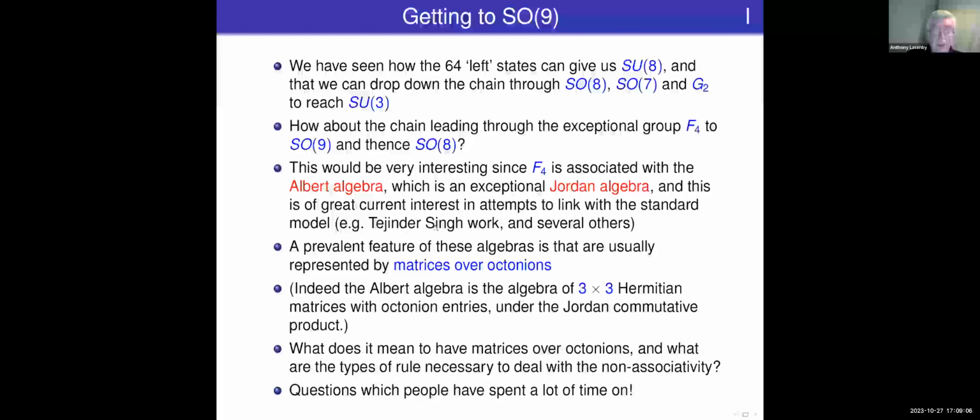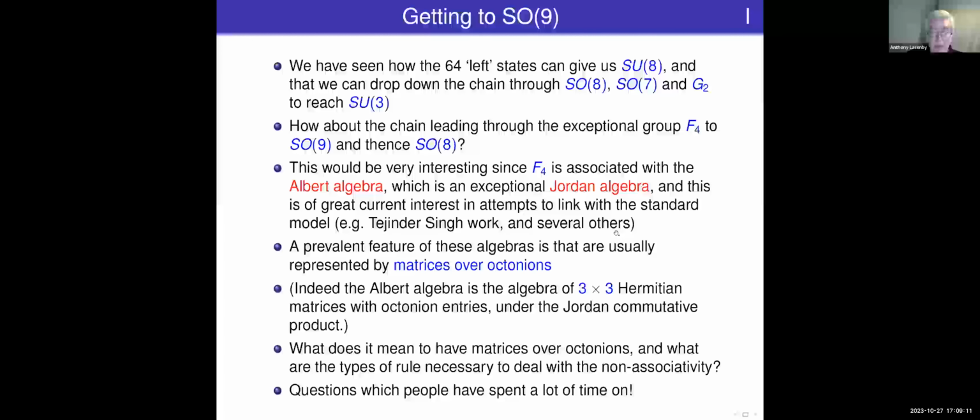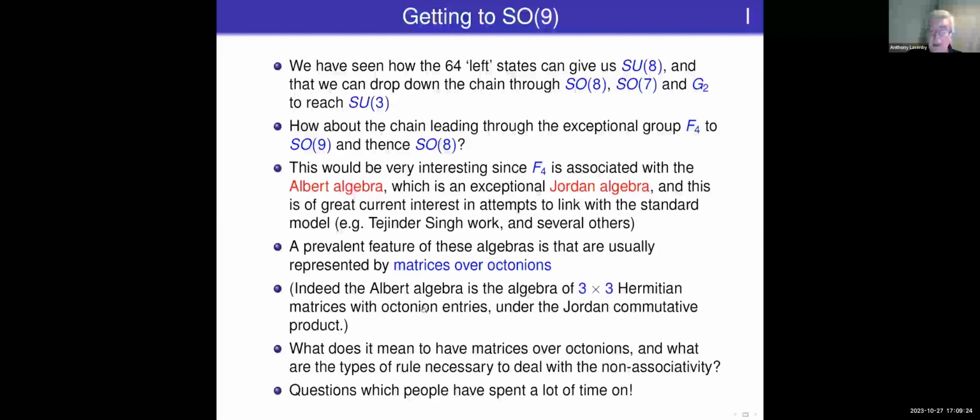For example, Ginger himself is working on this, and several others have looked at this. And a prevalent feature of these algebras is that they're usually represented by matrices over octonions. For example, this Albert algebra is the algebra of 3 by 3 Hermitian matrices with octonion entries under the Jordan commutative product.